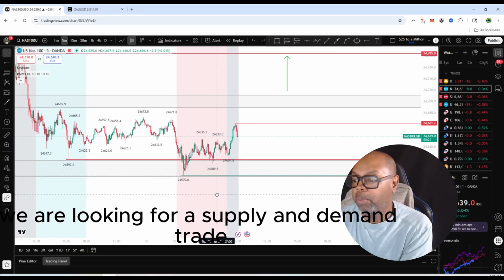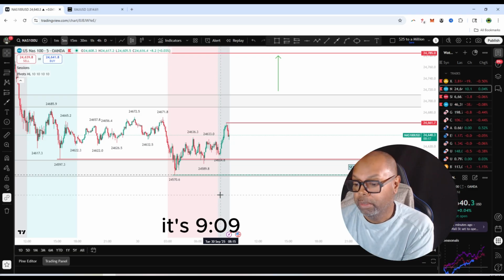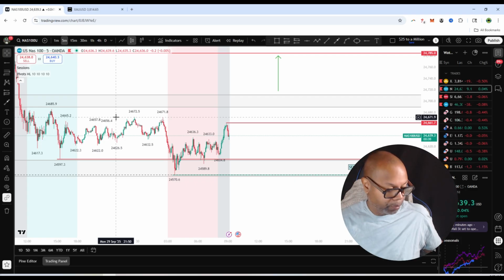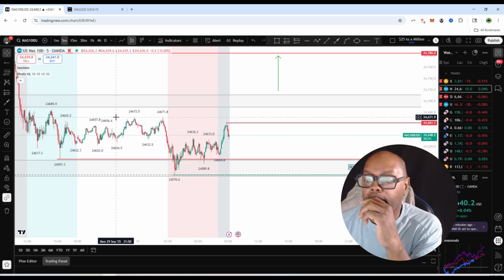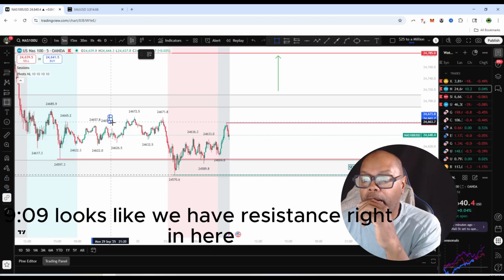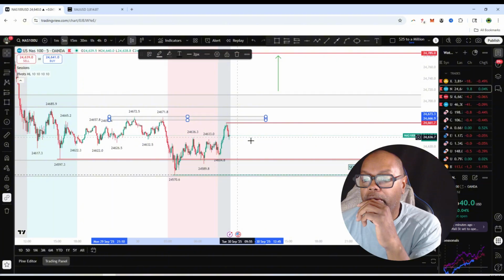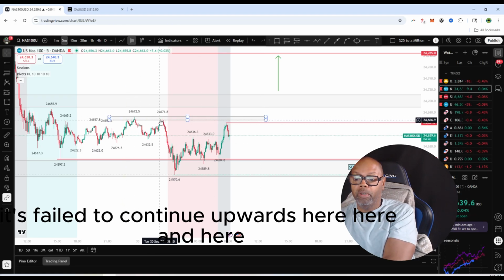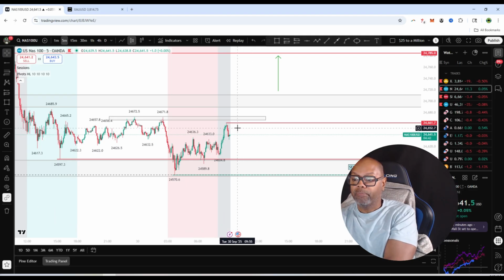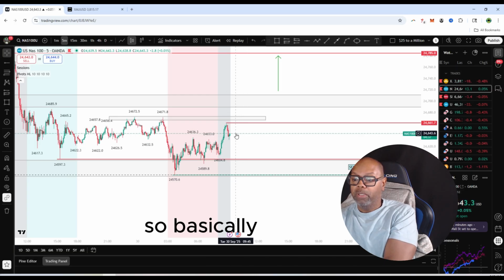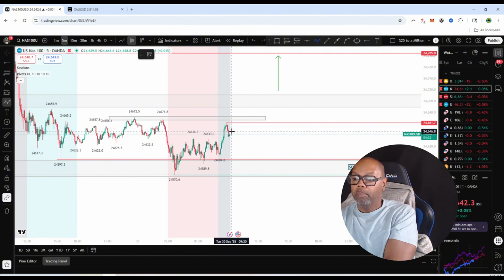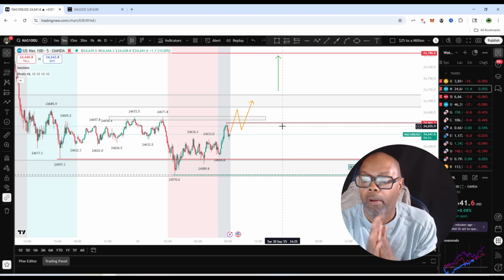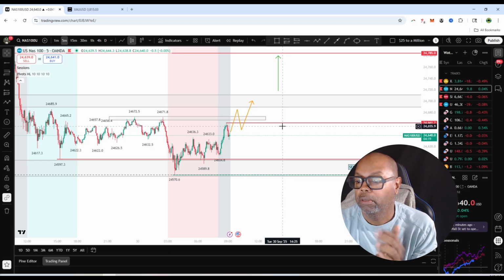So right now we are looking for a supply and demand trade. It's 9:09. Looks like we have resistance right in here. It's failed to continue upwards here, here, and here. So basically, if it breaks like that, comes back down, boom. That's what we're looking for.